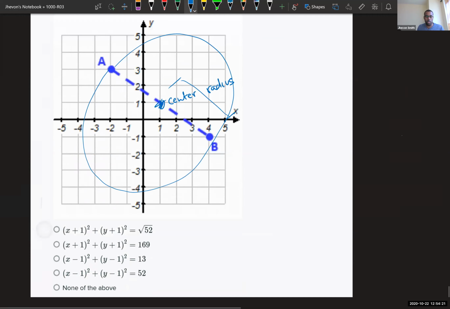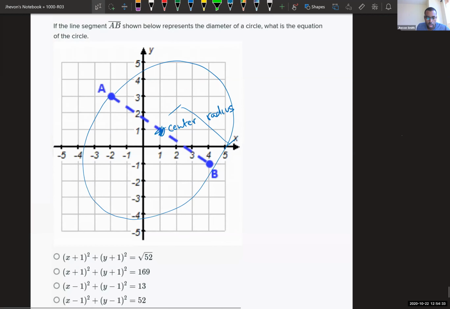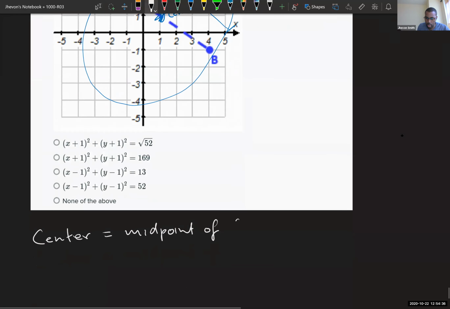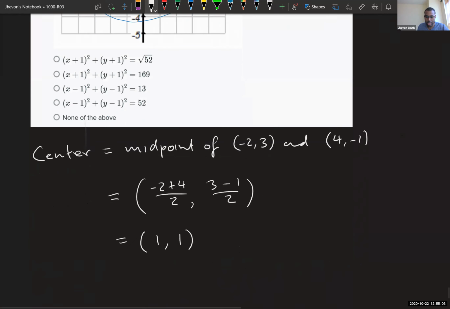So we can use the formula for the midpoint. The center is just going to be the midpoint of A, which is (-2, 3), and B, which is (4, -1). So I just find the midpoint of that. You add the x's, divide by 2, then you add the y's, divide by 2. So the center should be at (1, 1), which on this graph, it actually looks like that.